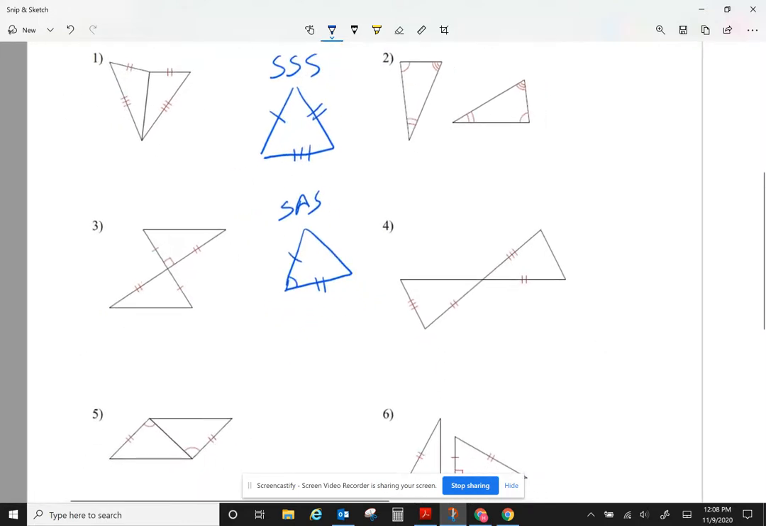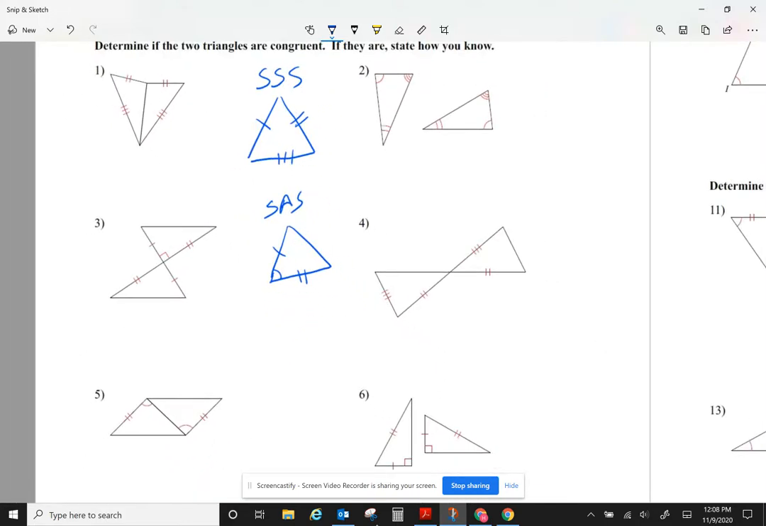Now, there's another rule that we call side, side, angle. Side, side, angle is two sides and the angle not in between the sides. But not just any side, side, angle works. The only one that works is the one where the angle is 90 degrees. But then we're not going to call it side, side, angle. We're going to call it HL, hypotenuse leg.